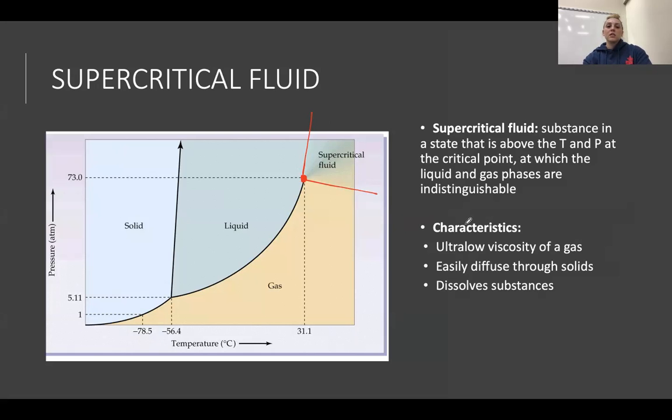Just some characteristics of the supercritical fluid. It has an ultra-low viscosity of a gas. It can easily diffuse through solids, and it can dissolve substances. Just some fun facts about it as well.